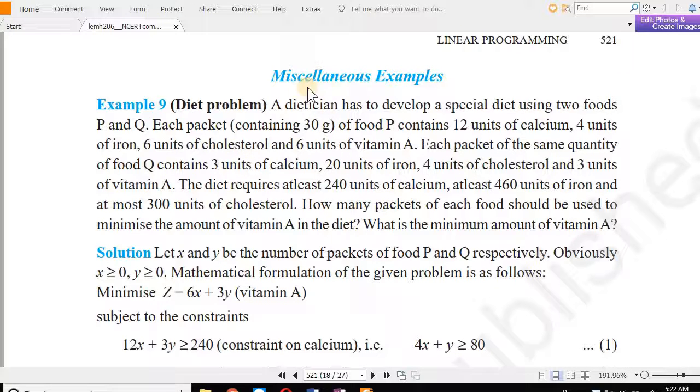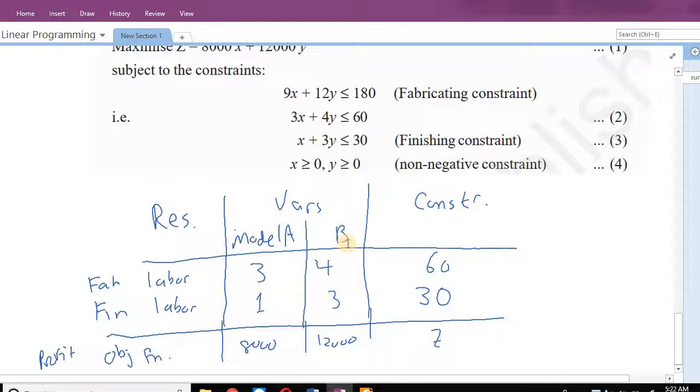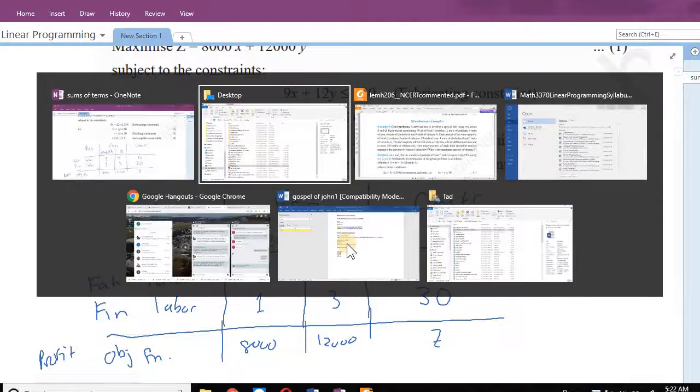All right, next in the chapter are several miscellaneous examples. And I'm not going to go through this in detail. Suffice it to say, you should get some practice identifying the objective function and the constraints. And I also think it's a good idea to put things in a table like I did here. It's good to get practice doing that.